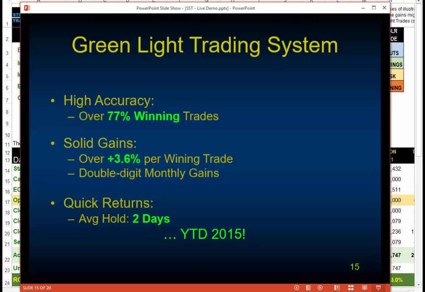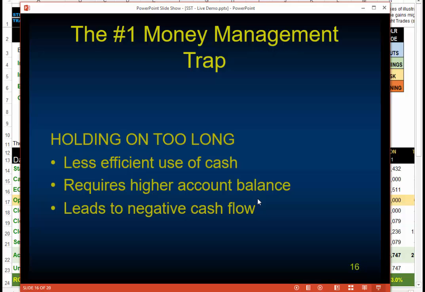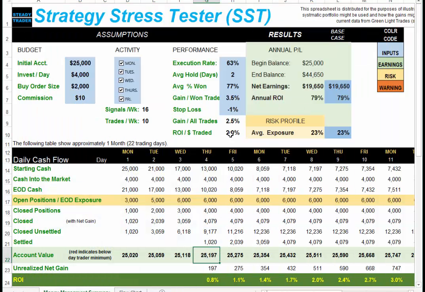And the first example, we're going to talk about that number one money management trap. And in our opinion, the number one money management trap is holding on too long. Because holding on too long on your positions is a less efficient use of cash, generally speaking, and it requires a higher account balance and leads to negative cash flow. All these things flow from the hold period, something that's almost never discussed, and we'll show you right here very quickly. We'll keep everything the same as our base case.